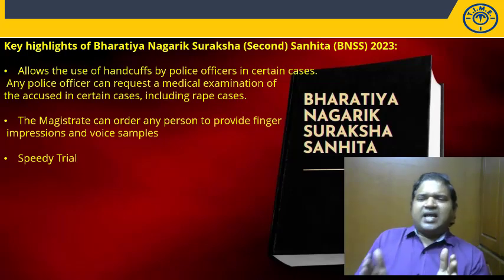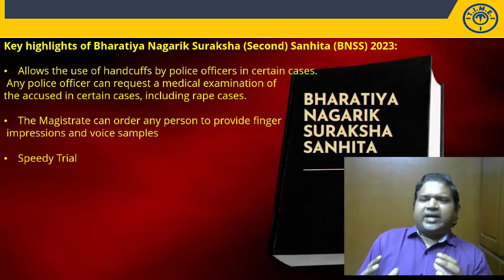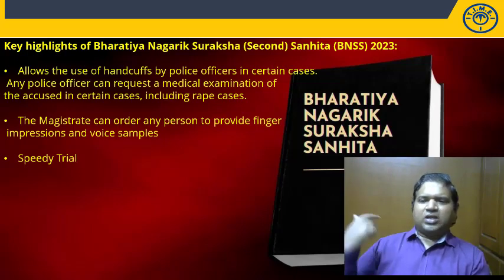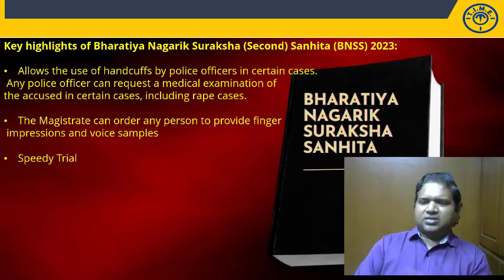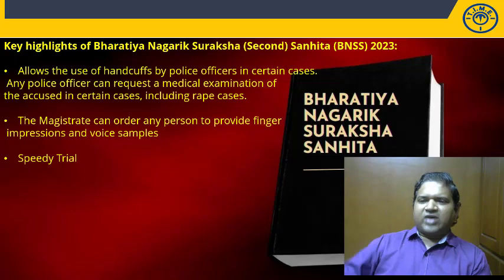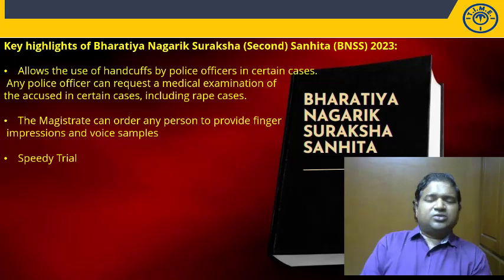There should be timelines, a time limit, that okay, charge sheets should be filed within 180 days, or fix a time so that things do not exceed unreasonably for a long time, and the people are not going again and again to the jail, as in this Tareekh pe Tareekh philosophy of the old Indian courtrooms, the image that we have. So to fix those things, we have this speedy trial.